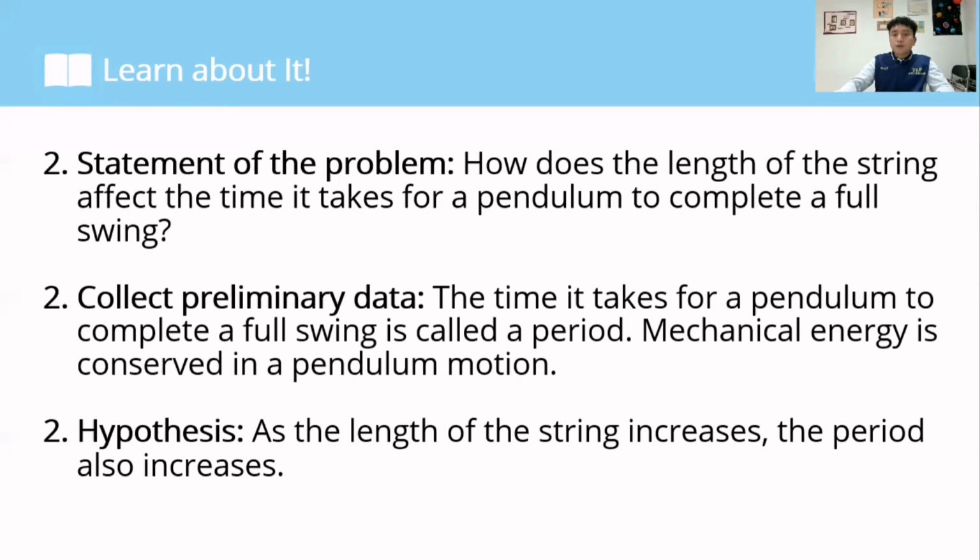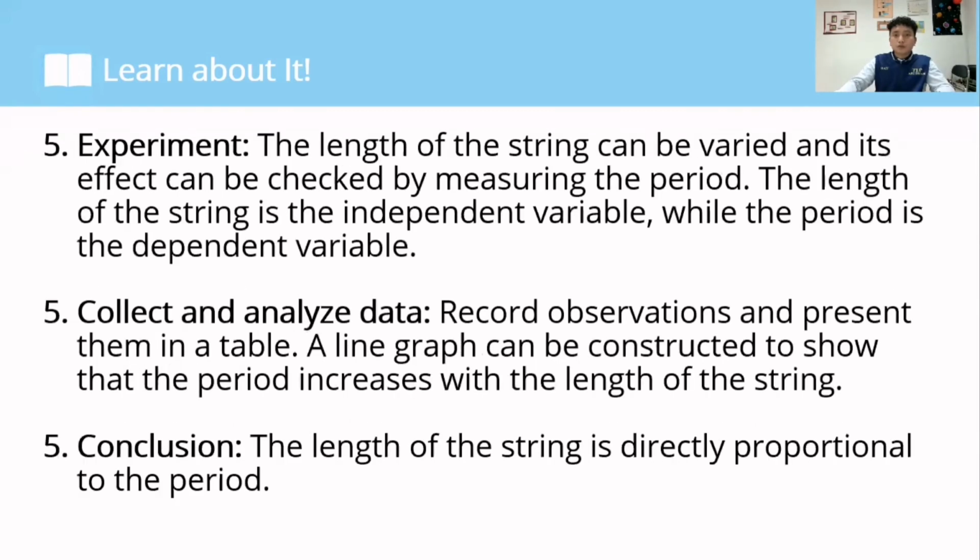And the next is experiment. The length of the string can be varied and its effect can be checked by measuring the period. The length of the string is the independent variable, while the period is the dependent variable. And then number six, collect and analyze data. Record observations and present them in a table. A line graph can be constructed to show how the period increases with the length of the string. And then the last one, conclusion. The length of the string is directly proportional to the period. So that is an example of an experimental investigation.